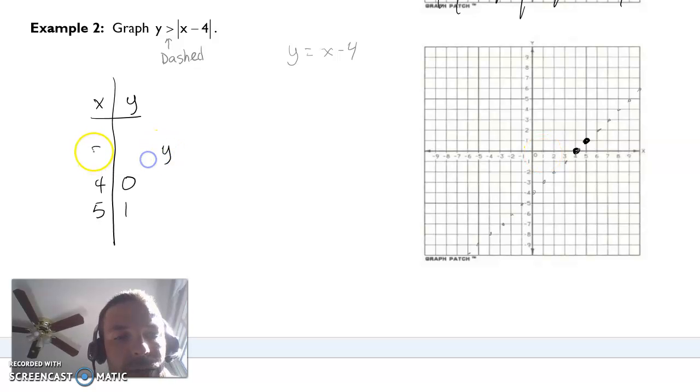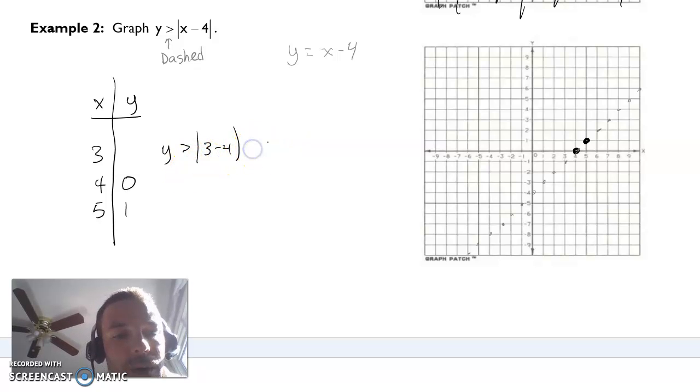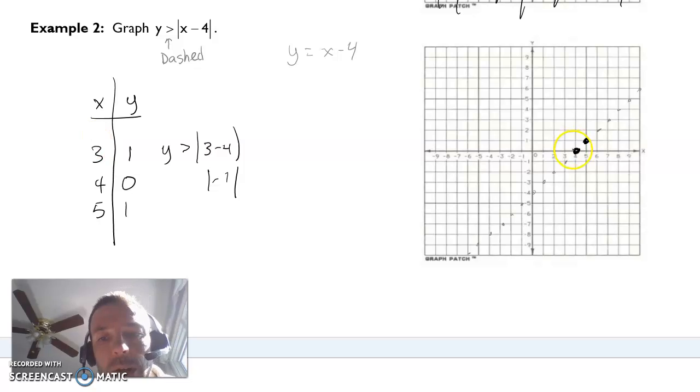Once I take 3 as my x value, y is greater than the absolute value of 3 minus 4. Okay, but 3 minus 4 is negative 1. Absolute value of negative 1 is positive 1. I'm back up at 1. So at positive 3, I'm actually back up here. Okay, and if I continue with this pattern, I go back to 2, or I go back to 6.